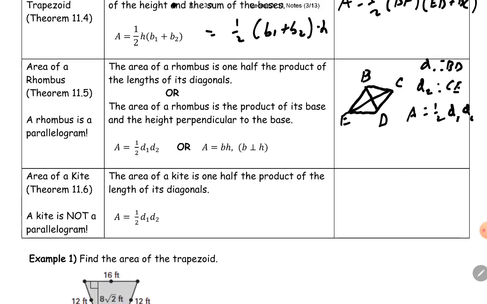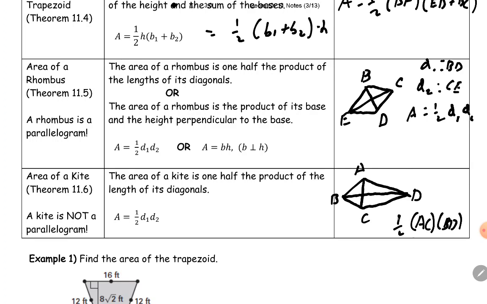Area of a kite, same way. So if we have a kite, consecutive sides are the same, but not opposite sides. A, B, C, D. 1/2 AC times BD. Take the two diagonals, multiply them together, then take half.